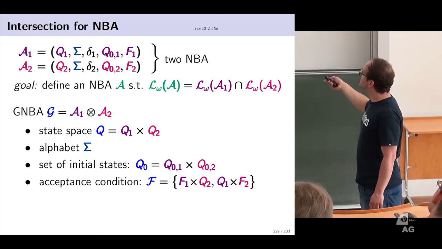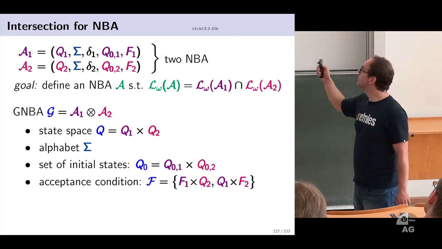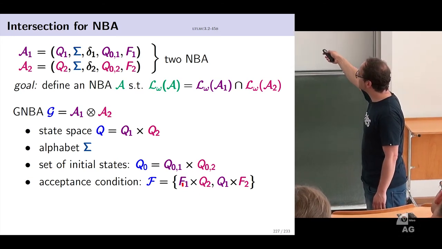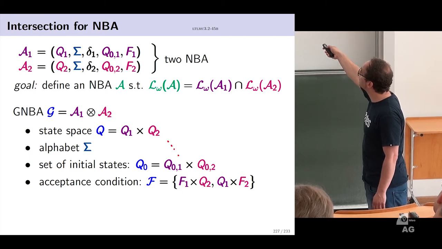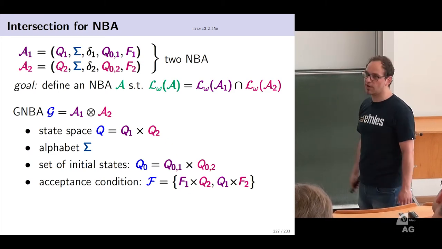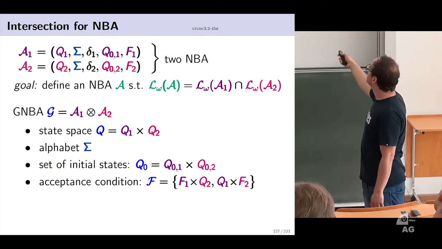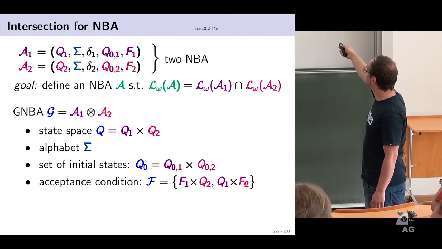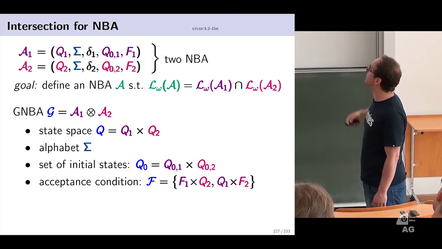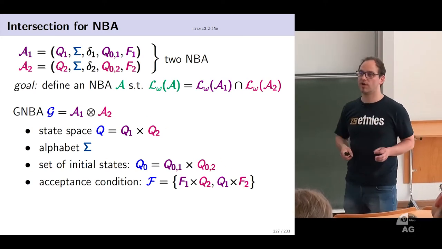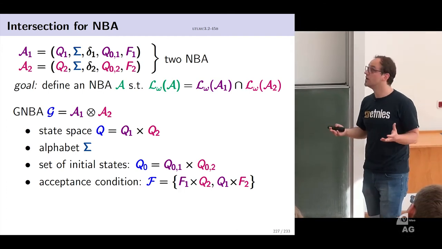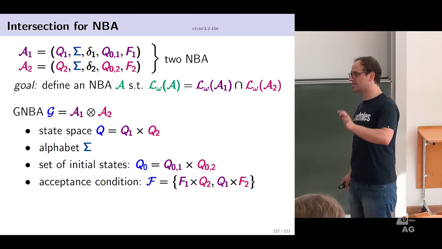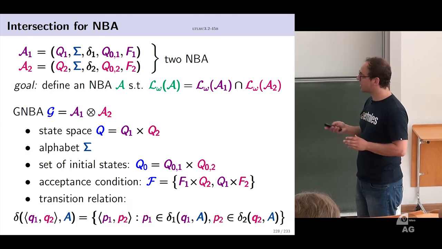And the acceptance condition says, along a run, you must visit states that are in an accepting state in their first component, with respect to the first automaton, infinitely often, and you need to visit states that are in an accepting state in the second component, with respect to the automaton A2, also infinitely often. Both of these have to hold. Okay? So you have two sets of accepting states that need to be visited infinitely often.